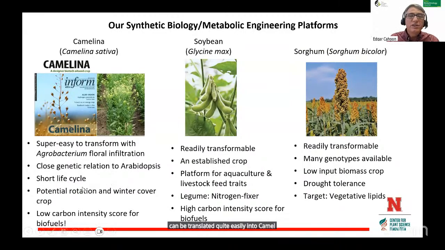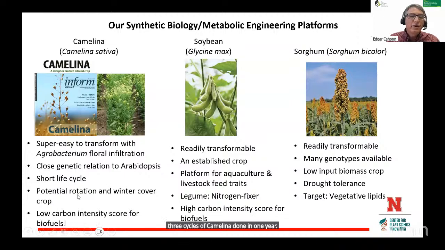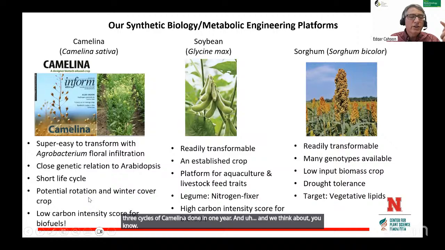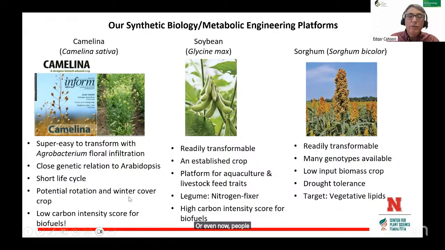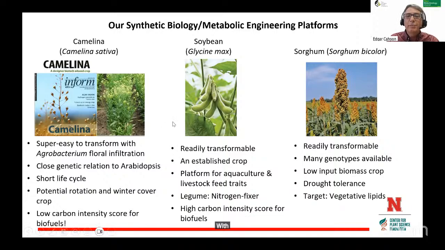It's got a short life cycle of maybe 3 to 4 months. You can get maybe 3 cycles of camelina done in 1 year. And we think that maybe it's a good rotation crop with other crops like soybean or wheat, or even now people are thinking about it as a cover crop. And for sustainable fuels, it has a low carbon intensity score, which is a good thing. It helps make camelina more competitive with other oilseed crops.